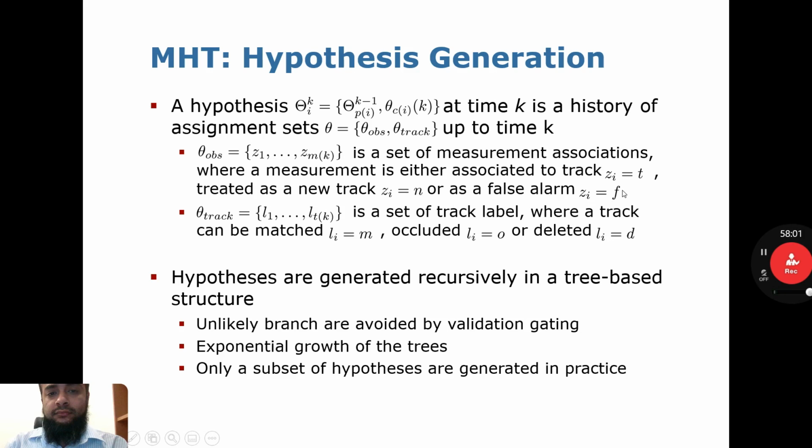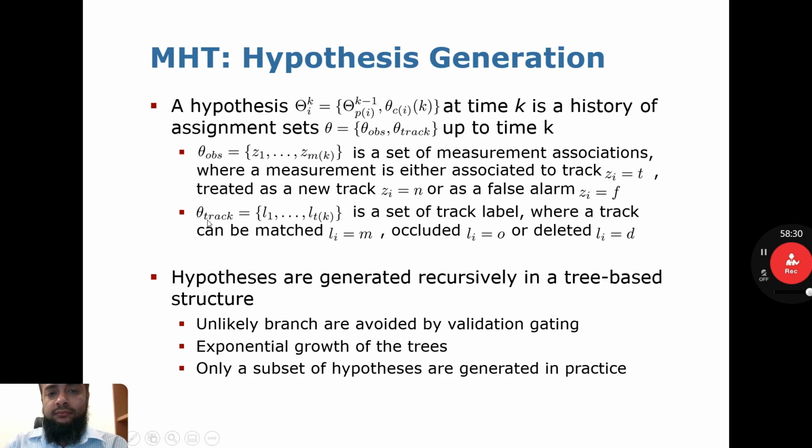So you have to note this notation t. T means this equation means the validation: the measurements are certified in the validation gate, and it is assigned to track t, or it may be treated as a new track n. If zi is n, it means the track is newly initialized. If zi equals f, it means it is a false measurement.